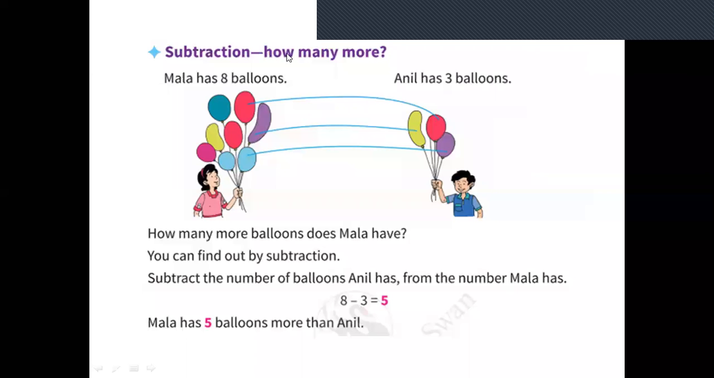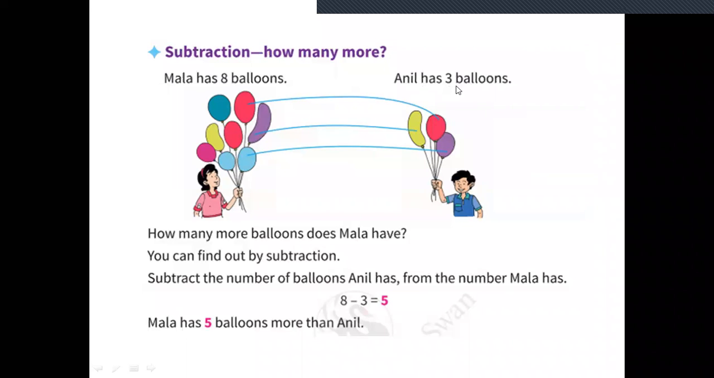So you should write 6 as the answer. See here, subtraction, how many more? Mala has 8 balloons. Anil has 3 balloons. How many more balloons does Mala have? Mala has how many more than Anil? See here, you can match like this. 1, 2, 3. So how many are left? 1, 2, 3, 4. 4 are left.